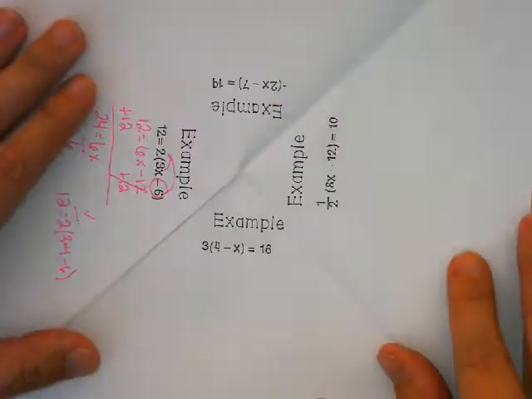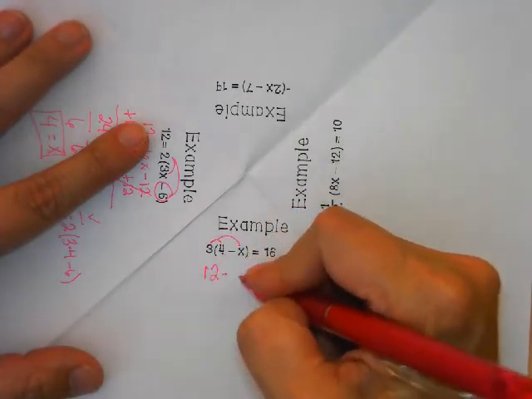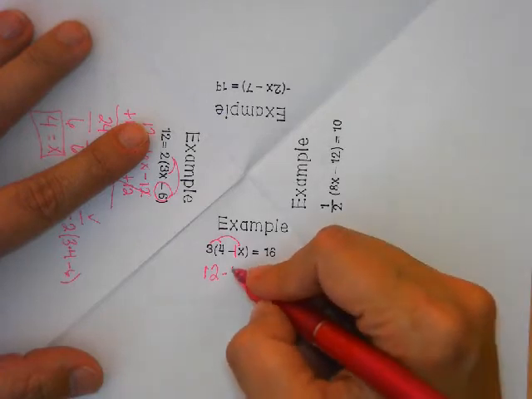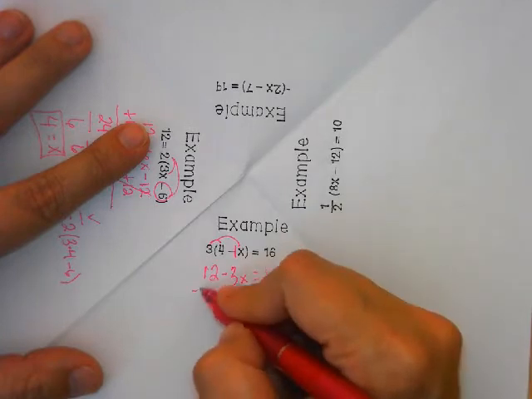When we look at this next one, we're going to distribute. 3 times 4 is 12. 3 times, there is a 1 here, so if you have a variable by itself, it is a 1. 3x equals 16. Undo the constant.